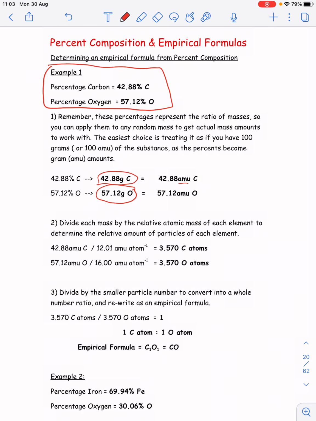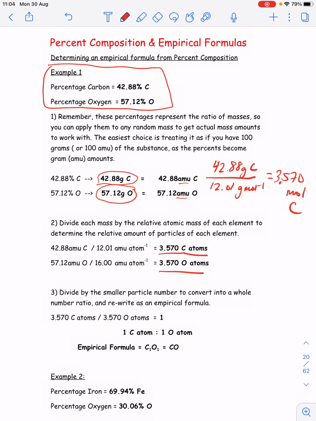Or you can do it in atomic mass units. Let's stick with grams. And then the trick there is to figure out, okay, if those are the gram amounts that I have of carbon and oxygen, how many moles is that? The way that we convert into moles is we say, well, 42.88 grams of carbon, and it's 12.01, that same mass from the periodic table, grams per mole for carbon. And if I do that division, I get 3.570 moles of carbon atoms. I've done it down here just in atoms, but we can also think of it as moles of carbon atoms.